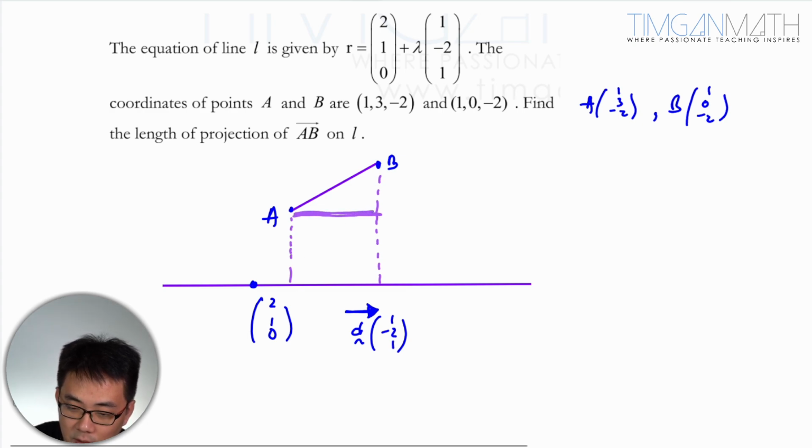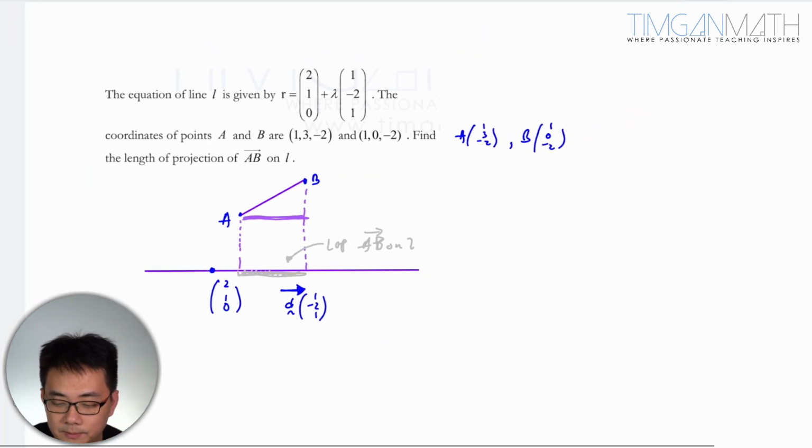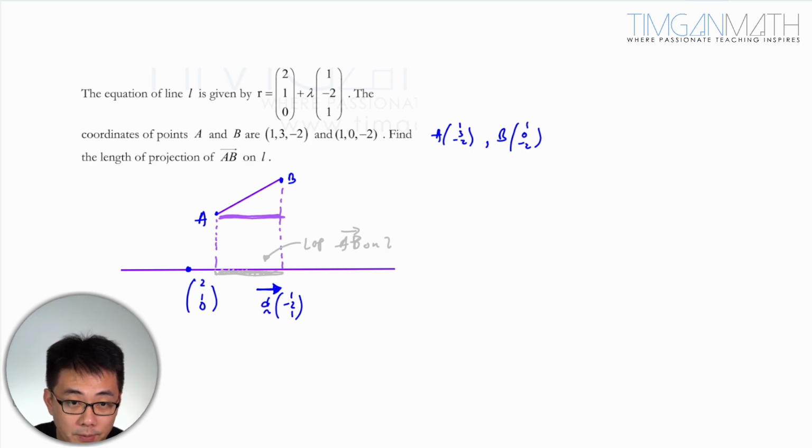Okay, this is the shadow that you want to find. This is the shadow here. This is the length that you want to find. This is called the length of projection of AB on L. Length of projection of AB on L.